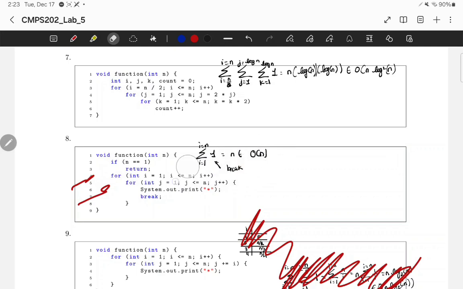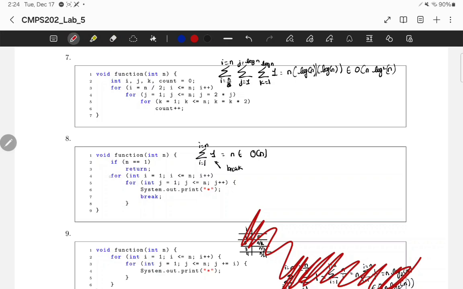Let's see. Oh, there's a break. I didn't see the break. Okay, I was wondering why they would put something as easy as this. So I didn't see a break. It's important to see the code. I was just looking for things that multiply i and j.